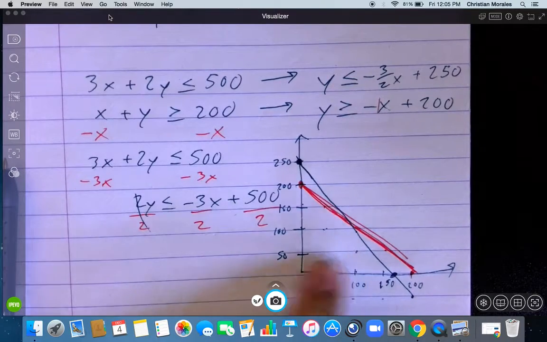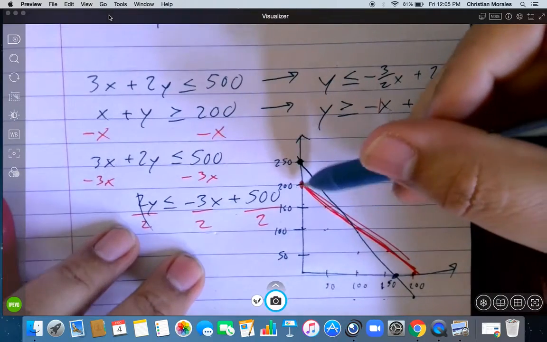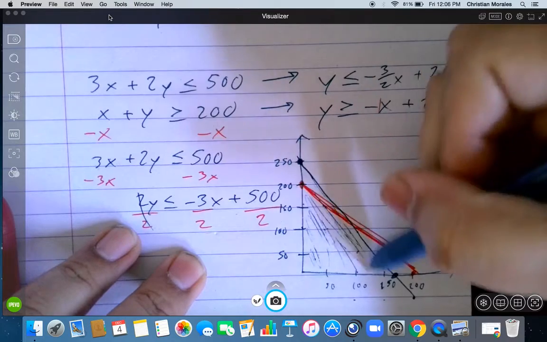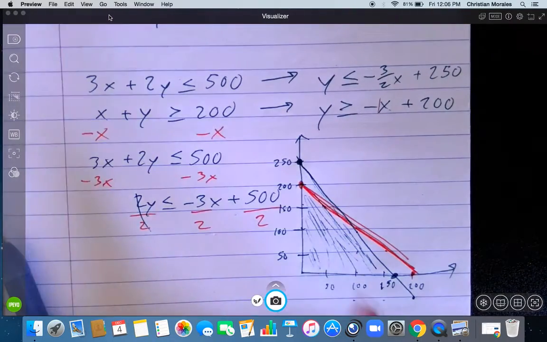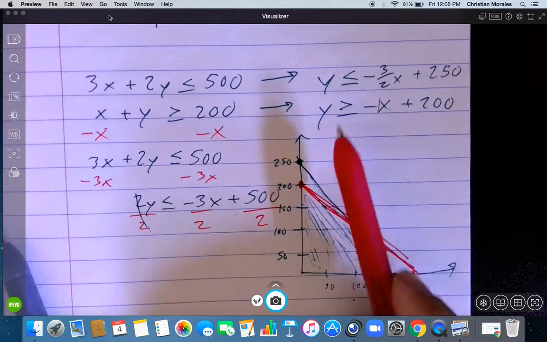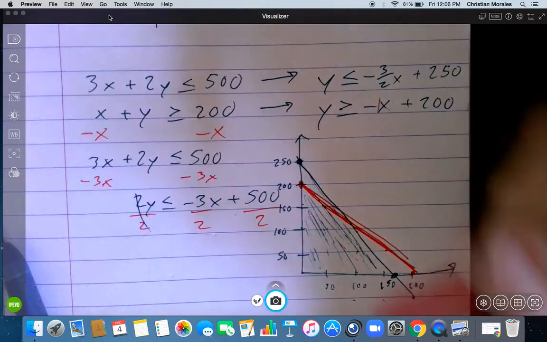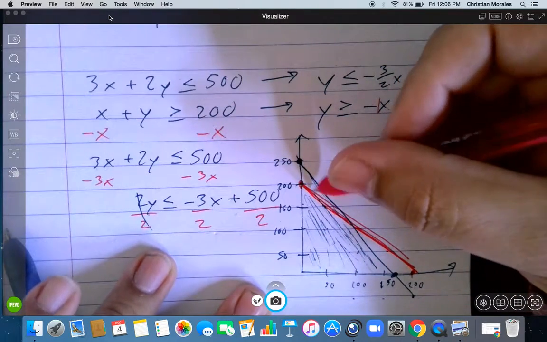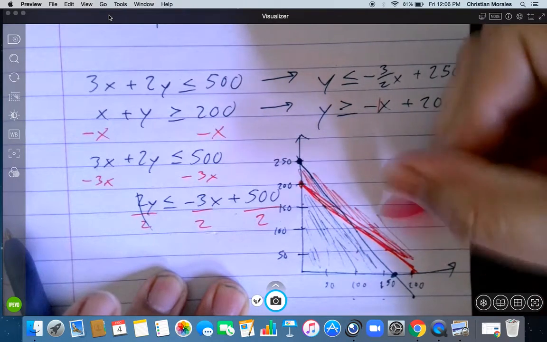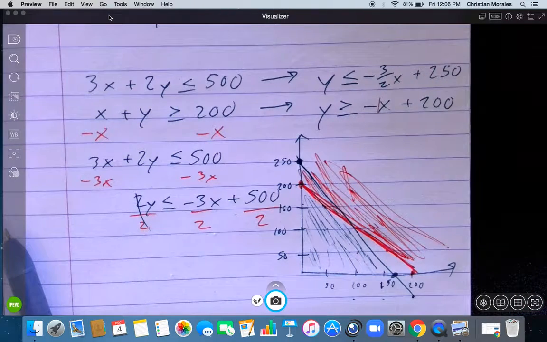Okay, now for the shading. The first line I did said y is less than, so I'm shading right here below the line. Okay, right here. This one is a little different. This one says y is greater than. So when the y is greater, we're looking at shading above. So we're going to shade above the line. Up here.